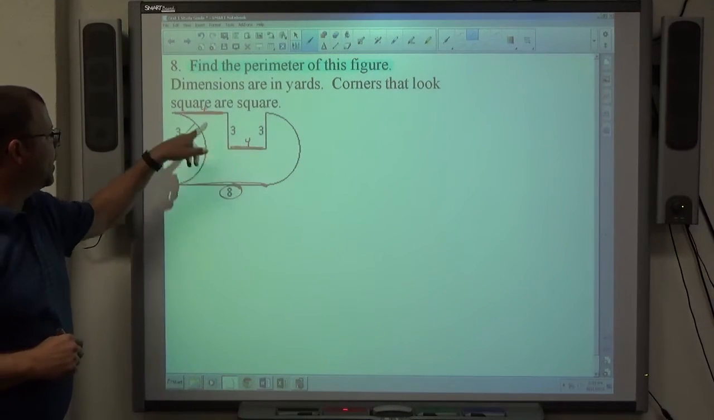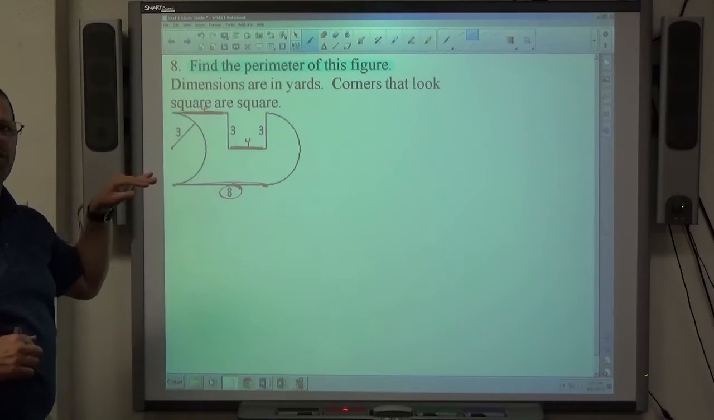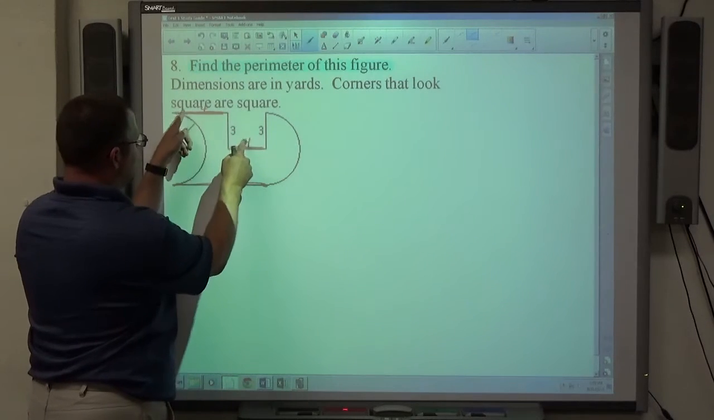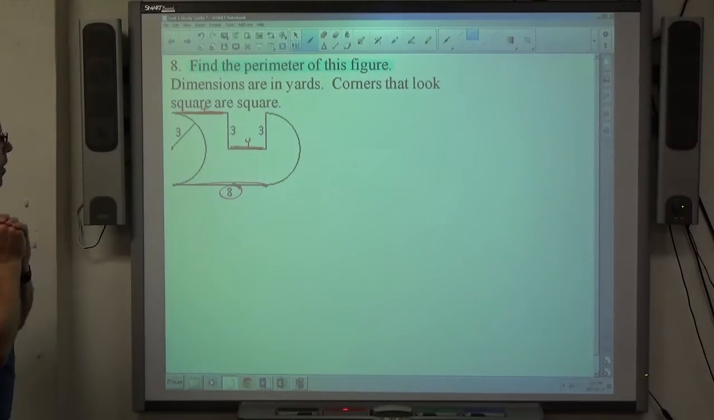4 plus 4 makes 8, 3 plus 5 makes 8. It doesn't matter what they are individually, just as long as these two together make the same as that piece there, because together, those two pieces make the same length as the bottom.